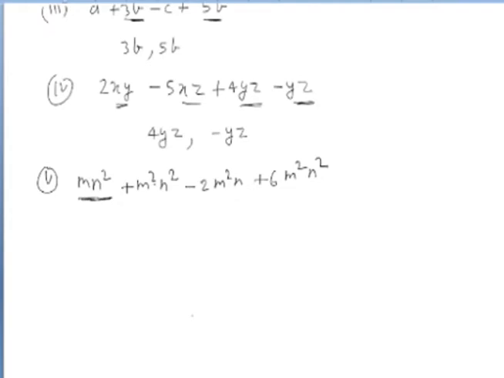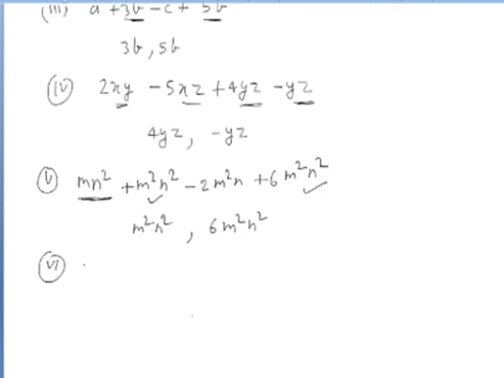Here m square n square, this term, and m square n square, this term, these are like terms. So m square n square and 6 m square n square are like terms, because the degrees are here 4, 2 plus 2 is 4, 2 plus 2 is 4.